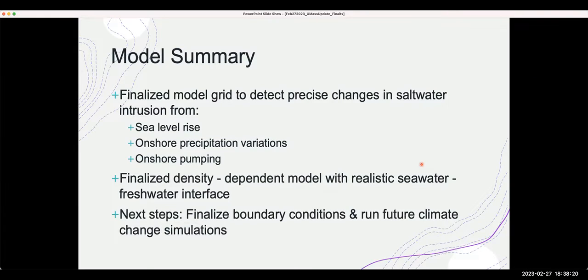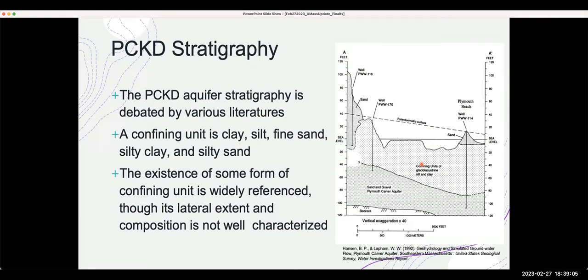So we've finalized the grid and the density dependent model, and the next steps are really just to run those climate change simulations. You mentioned that you are going to take it out of a homogeneous model and put in spatial variability of sedimentary texture, heterogeneity. Is that part of what you're doing now? Yeah, exactly. Peter, as usual, a very appropriate question, because we're going to talk about the stratigraphy now.